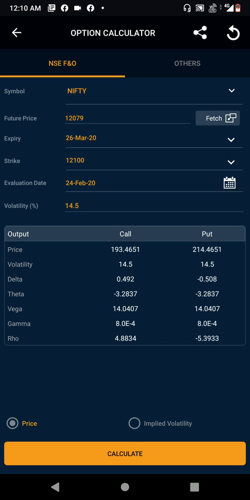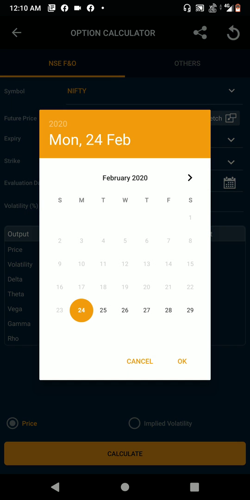I will do one thing. I will change the evaluation date. I mean to say the stock will be at the same place on Wednesday too.